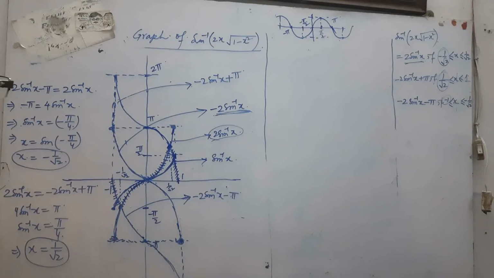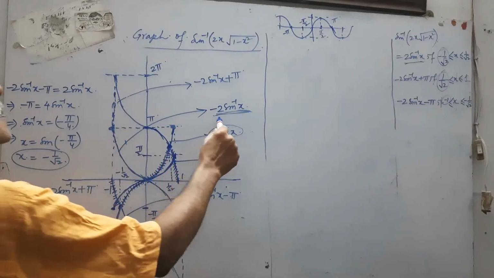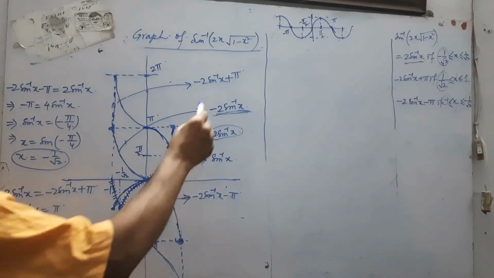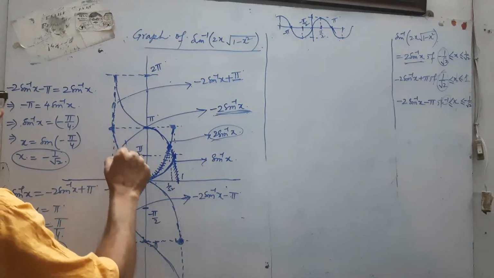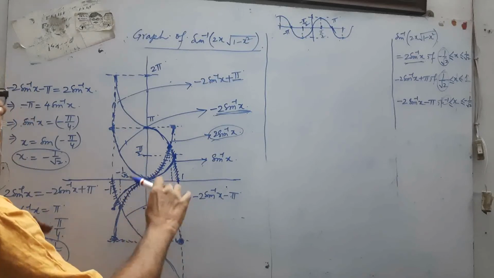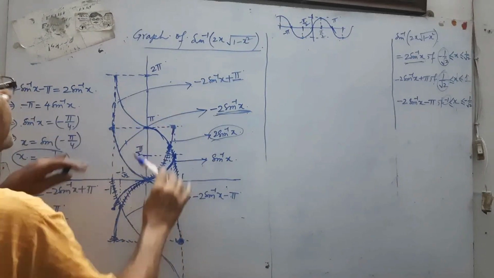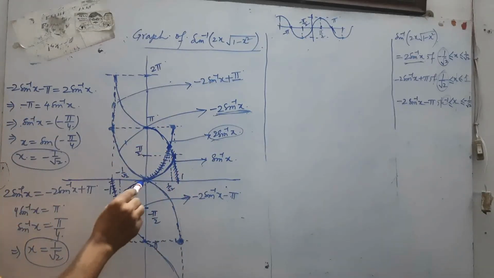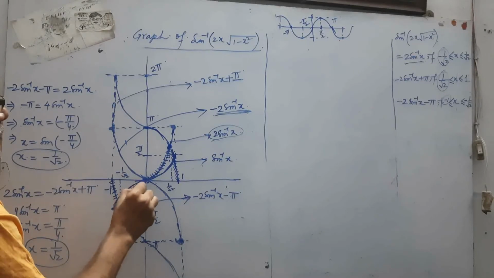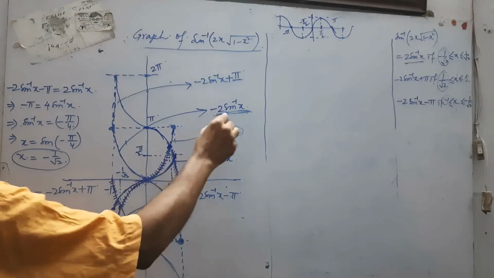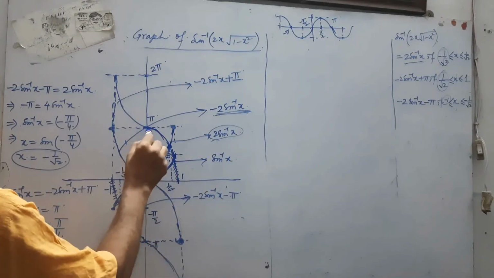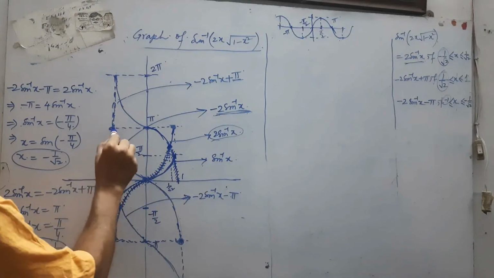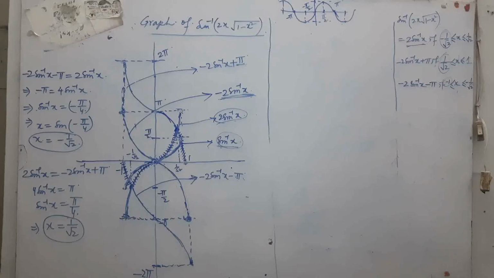Now if you are adding pi to this minus 2 sin inverse x, which is what I have written over here, plus pi, then this particular graph, means this portion will shift pi units up. Means what we had, this 0, that means 2 sin inverse 0 will be shifted at pi, and this point will be shifted at 2.